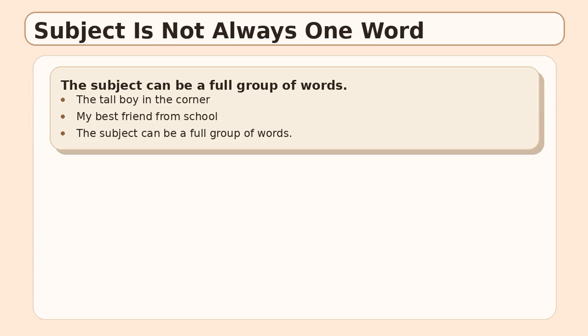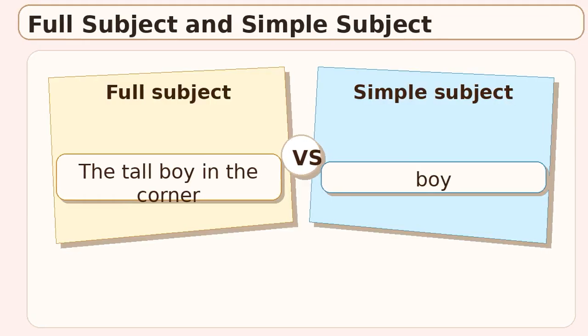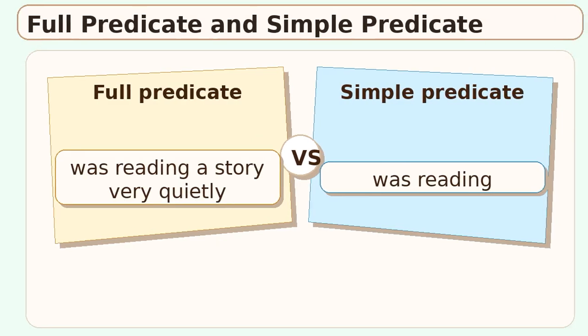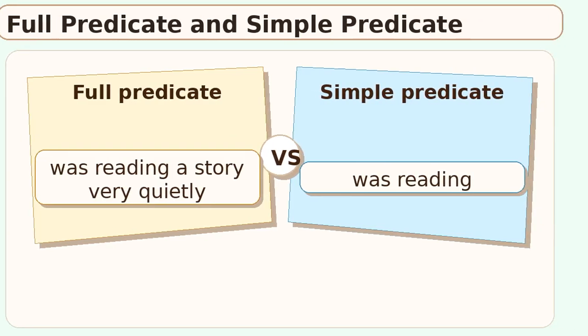One common mistake is to think that the subject must be only one word. That is not true. A full subject may contain articles, adjectives, and other words connected to the main noun. Sometimes we also talk about simple subject and full subject. The simple subject is the main noun or pronoun. The full subject includes all the words linked to it. The same idea works for predicates too. The simple predicate is the main verb or verb phrase. The full predicate includes everything said about the subject.